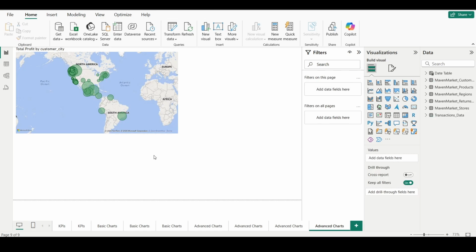Finally, by using these advanced charts in the Maven Market Dataset, we can uncover meaningful insights that aid in decision making. This is all about today's lecture.